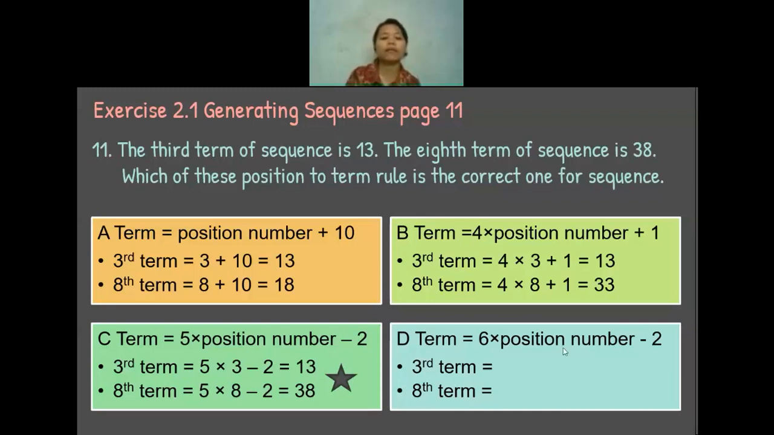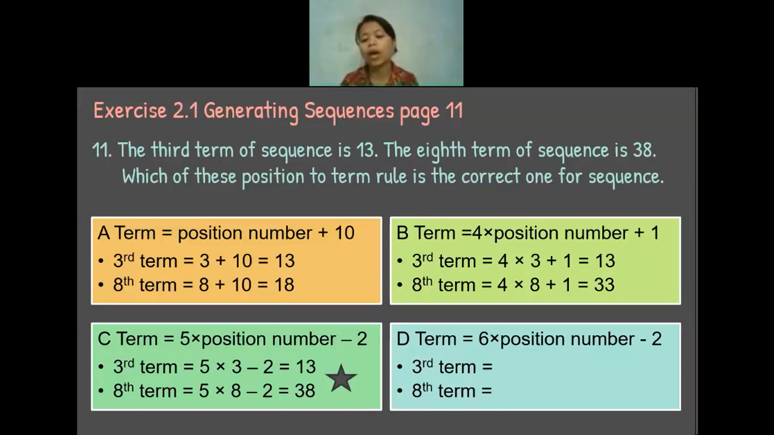For question 11, we have the third term and the eighth term. The third term is equal to 13, the eighth term is equal to 38. And then we also have four sequences: sequence A, sequence B, sequence C, and sequence D. We have to check which sequence matches the question, with the third term equal to 13 and the eighth term equal to 38.